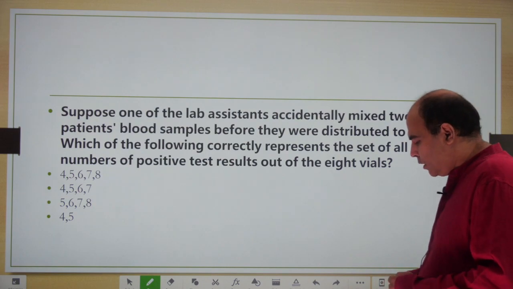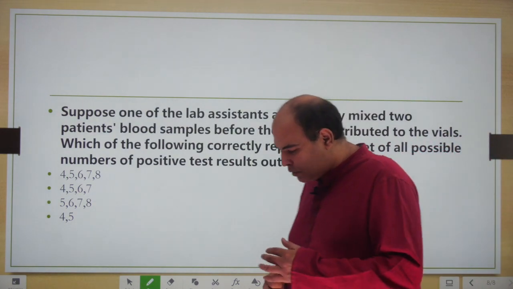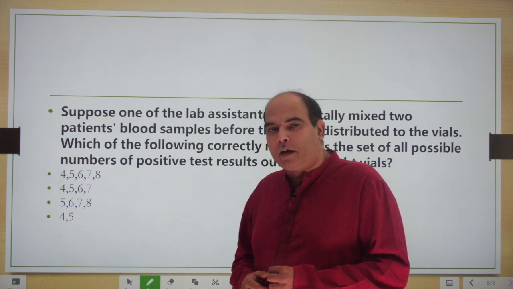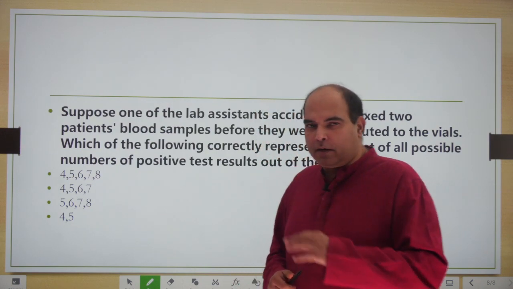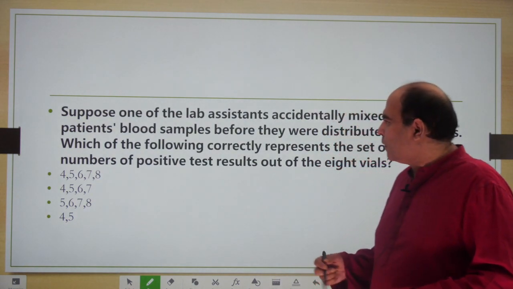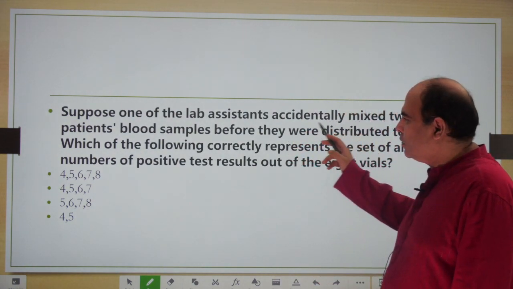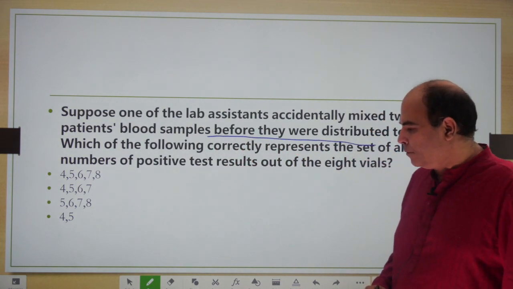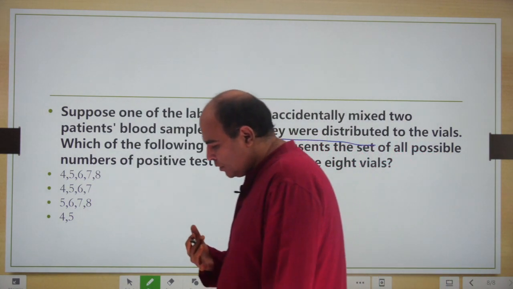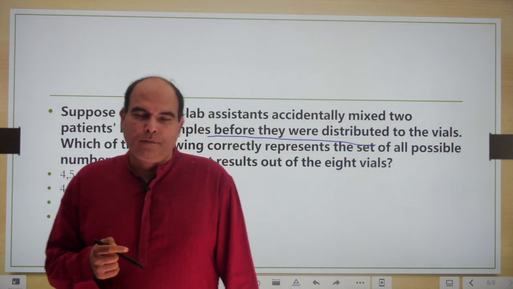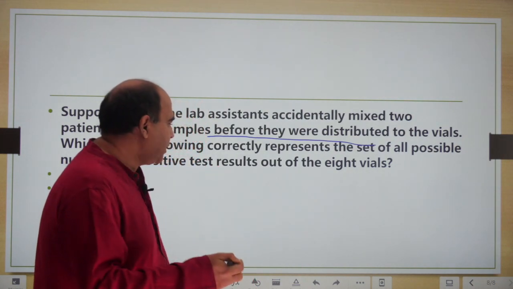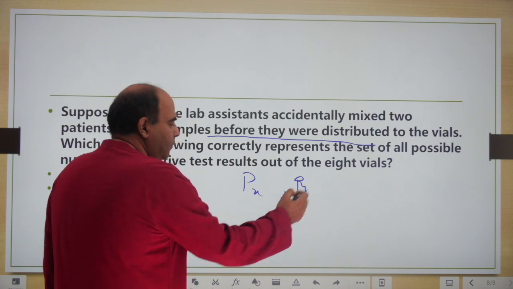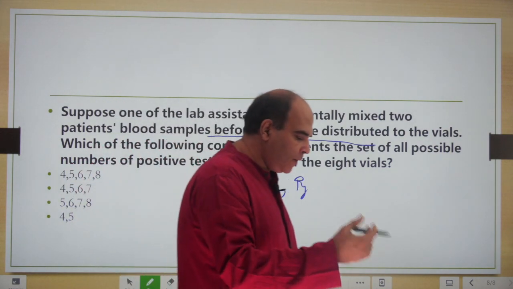And the last question. Typically, the DILR sets, the last couple of questions force you to think a little bit more than what the first few questions have made you think. But let's try to think about this. Suppose one of the lab assistants accidentally mixed 2 patients' blood samples before they were distributed to the vials. So you have to stop at this point and understand what is happening. What is happening is he mixed 2 patients, any patient, patient X and patient Y, before they were distributed to the vials.